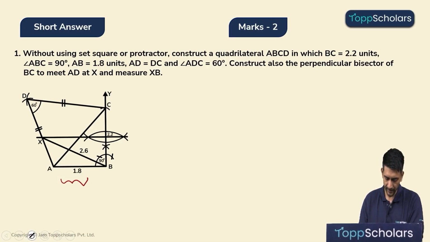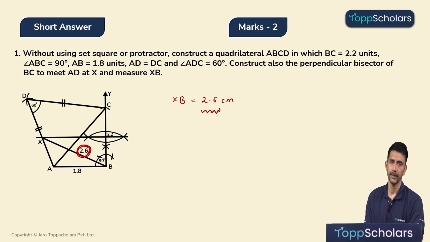ये 1.8, then 90 degrees हमने ड्रॉ किया. Angle D is over here, which is 60 degrees, and then we are just supposed to measure the length of XB. तो XB को रूलर से आप मेजर कर लो, which is 2.6 centimeters. So just mention XB is equal to approximately 2.6 centimeters, right?